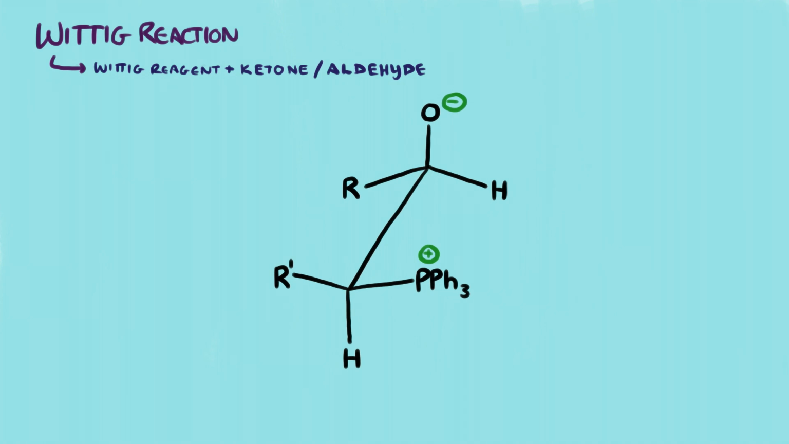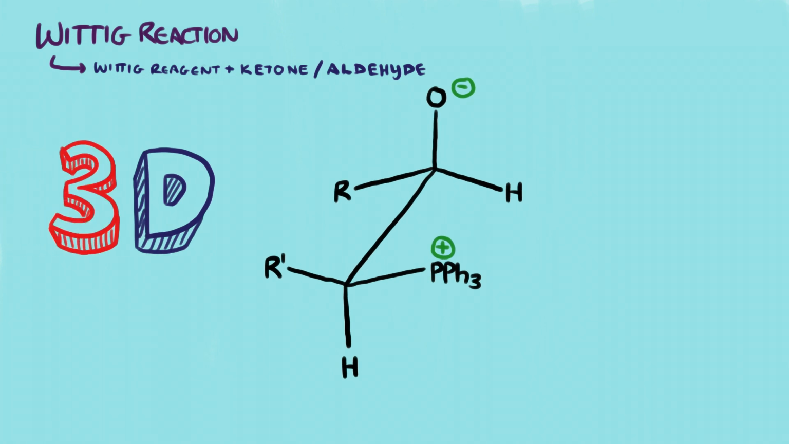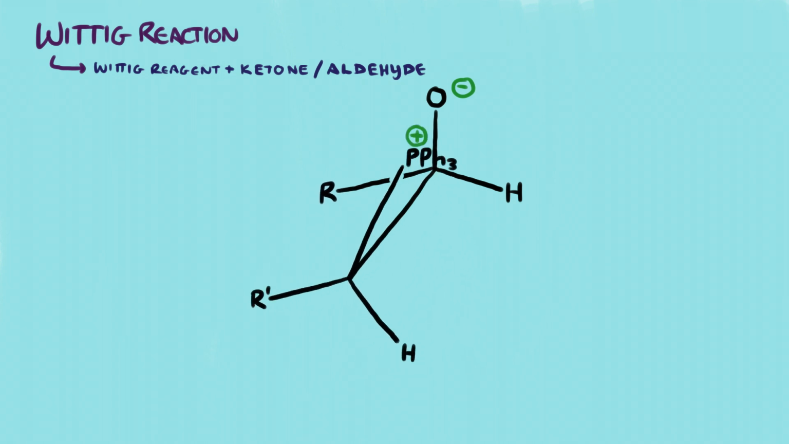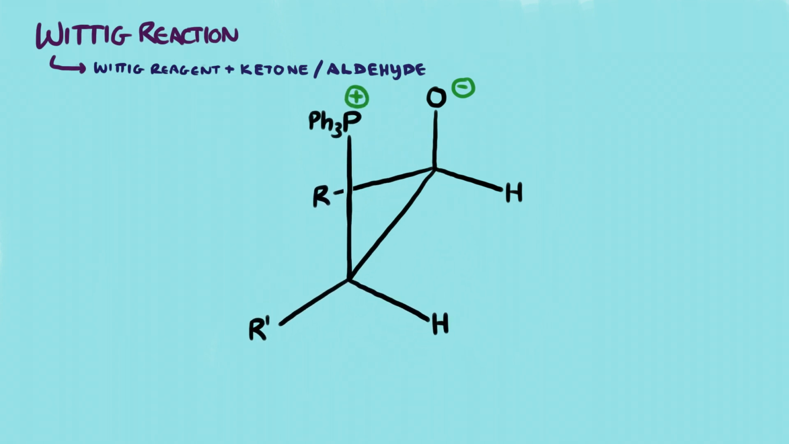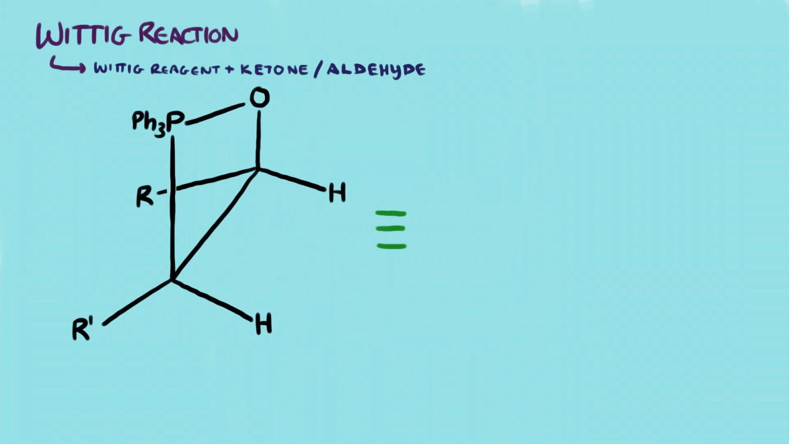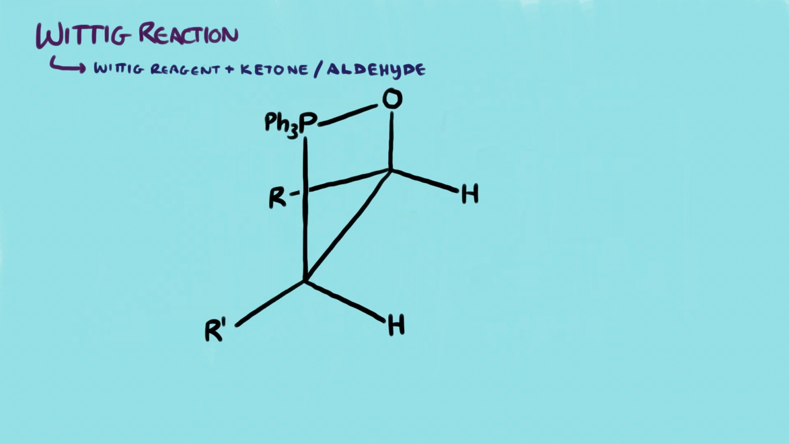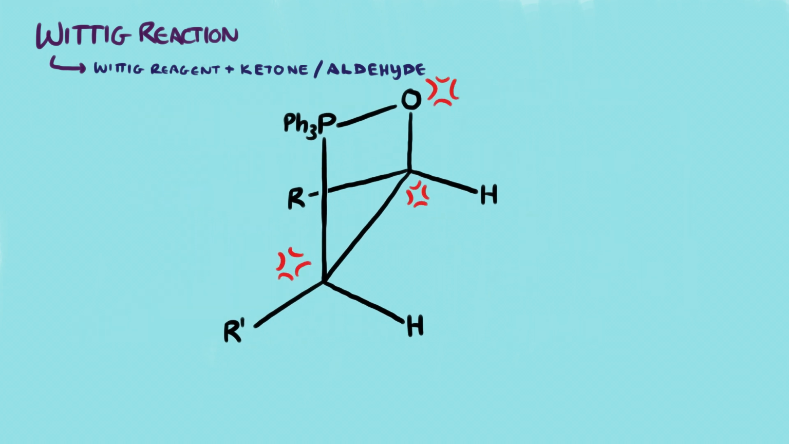It is important to draw this step and the following steps out in 3D, so the conformation of the product can be determined. The carbon-carbon bond just formed will then rotate, and the now negative oxygen will act as a nucleophile and attack the positively charged triphenylphosphine electrophile. Here, a 4-membered ring is briefly formed as part of the transition state. This conformation has considerable angle strain and quickly collapses.